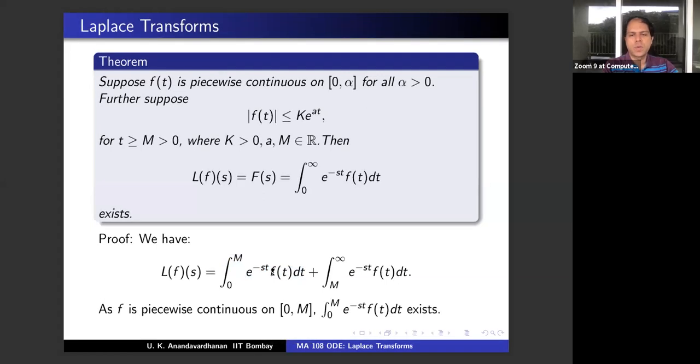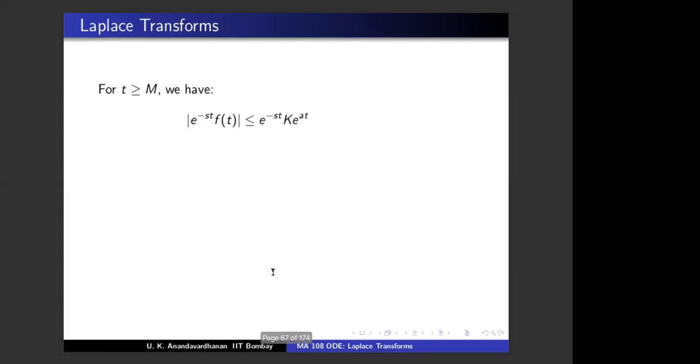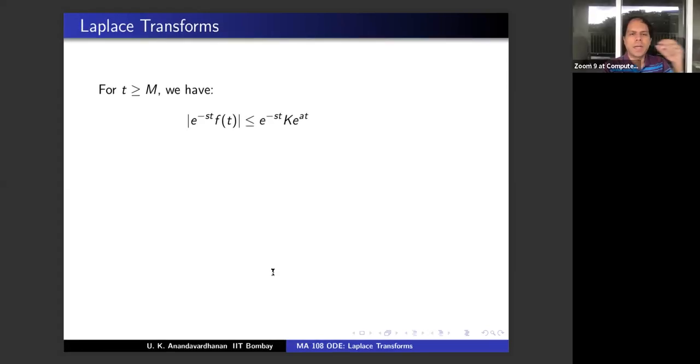So this exists. Okay, now we have to do the integral from M to infinity of e^(-st) f(t) dt. For t bigger than or equal to M, you have |e^(-st) f(t)|. What can you say? Beyond the stage, what is the property of the function f? Mod f is less than or equal to K e^(at). Therefore this is less than or equal to e^(-st) times K e^(at), which is K e^(-(s-a)t).